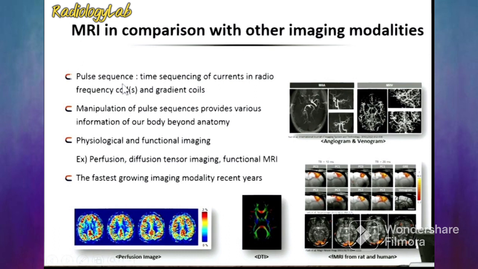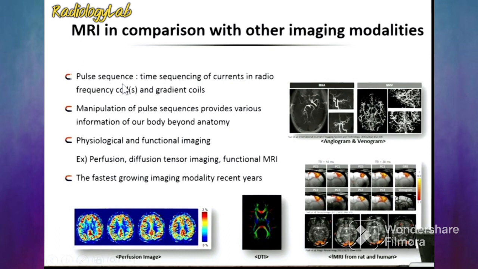And MRI also has a feature called pulse sequencing. The timing sequence of current in the radio frequency coil and the gradient coil, and manipulation of these pulse sequences, provide various information about our body beyond anatomy, and physiological and functional imaging is also possible, which includes perfusion, diffusion tensor imaging, and functional MRI. So these imaging features are possible with MRI.